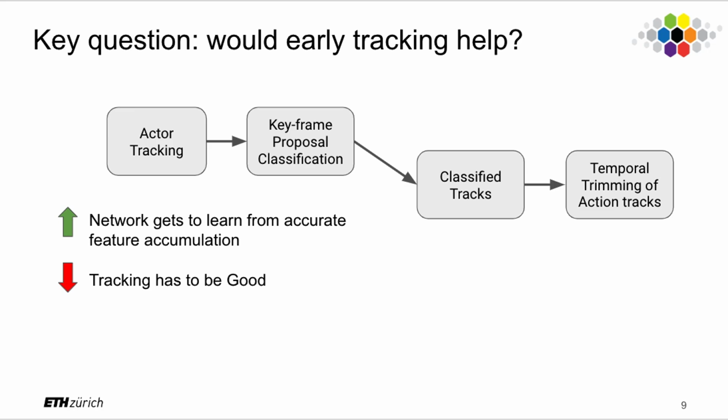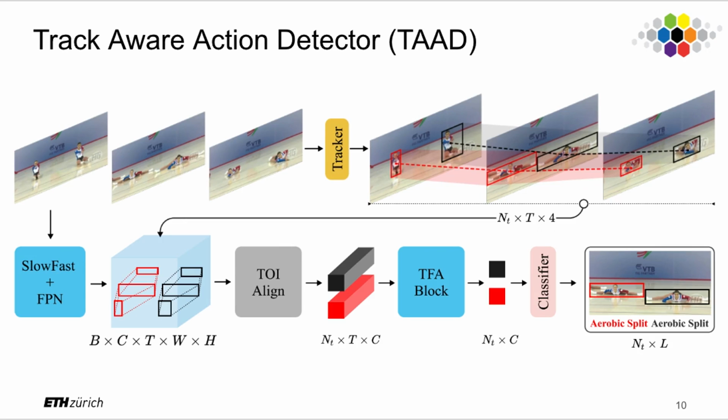We ask ourselves if early tracking would help. We hypothesize that it would help to accumulate accurate features, but it could also generate unstable features if tracking is not good. As a result, we proposed a track-aware action detector.